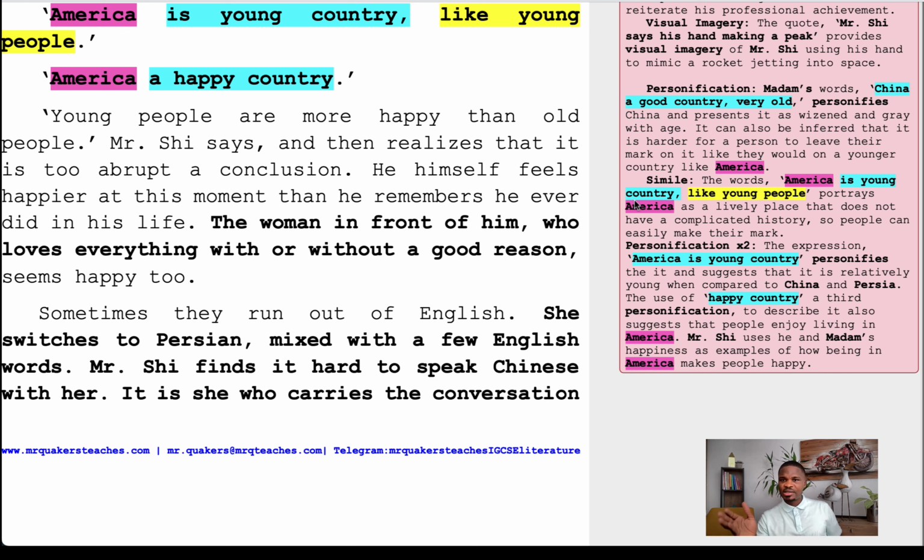Now, let's go back to the personification. So the expression, America is a young country, personifies it and suggests that it is relatively young when compared to China and Persia. Now, the use of happy country, a third personification to describe America, also suggests that people enjoy living in America. So America is an enjoyable place.